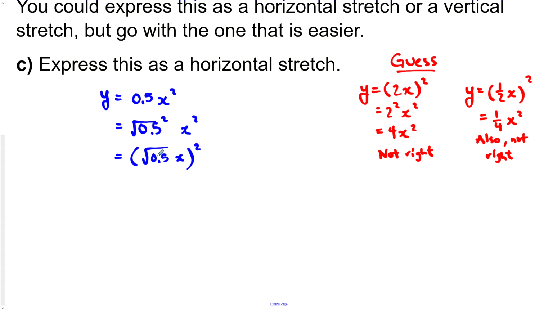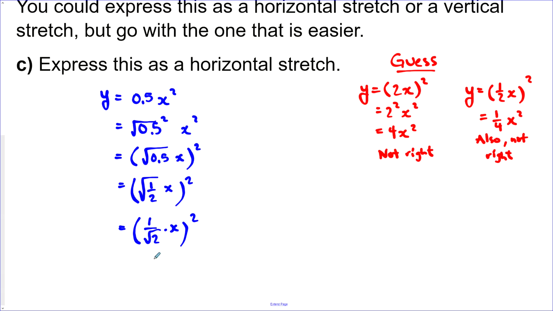And maybe you don't like decimals here, because yeah, maybe we could do a bit better here. This would be the square root of, how about 1/2 instead? Because then I could actually take the square root of 1 and the square root of 2 separately. So then I could clean it up a bit more. So 1 over the square root of 2 times x squared.